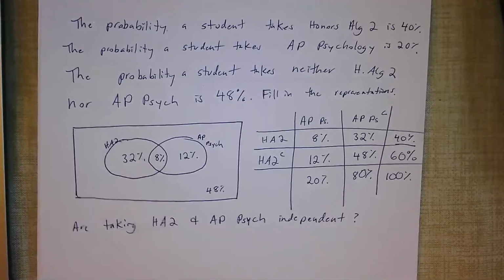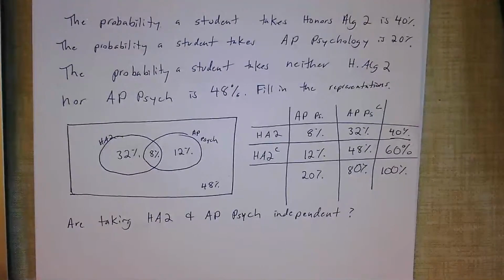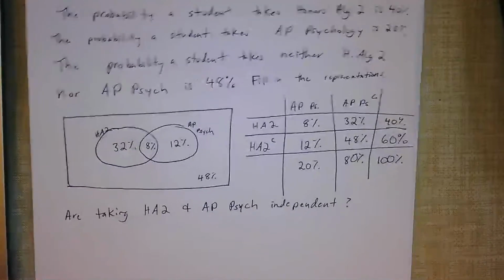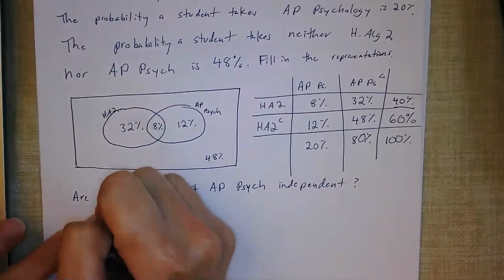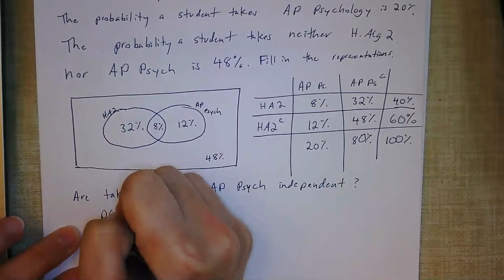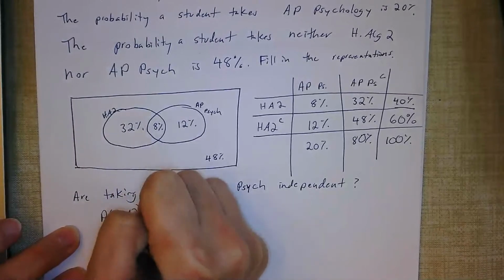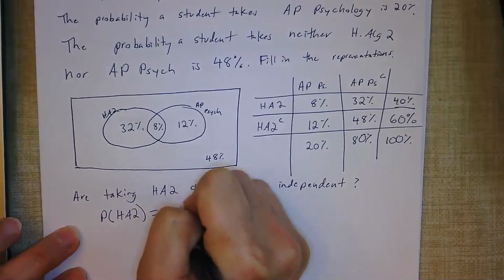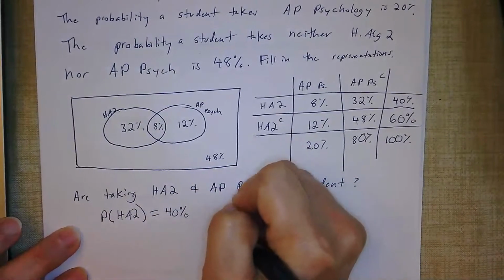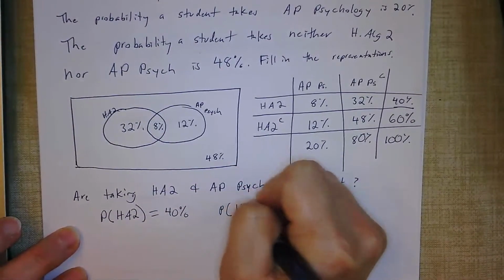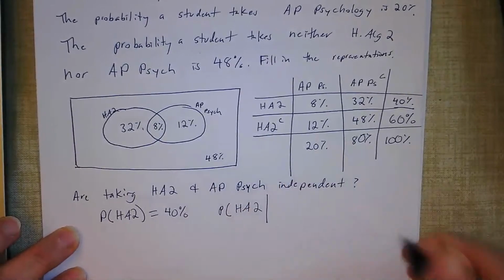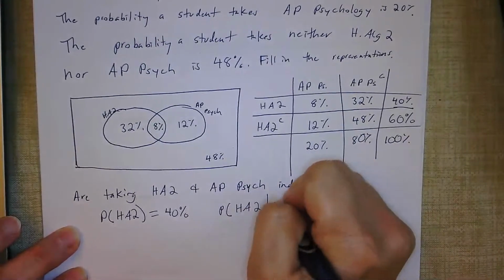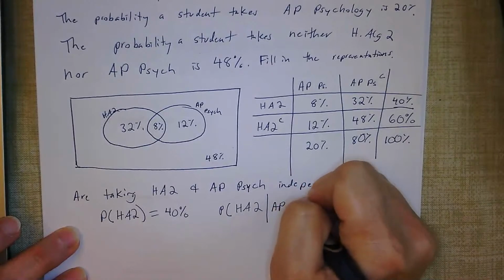So now the question we're trying to answer is, are taking AP Psychology and Honors Algebra 2 independent events? So what I'm going to do is start by finding the probability of taking Honors Algebra 2. And I know that that is 40%. So now what I want to do is find the probability of taking Honors Algebra 2 given that I'm taking AP Psychology.